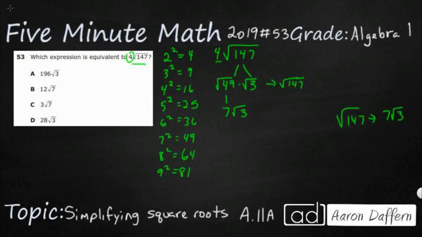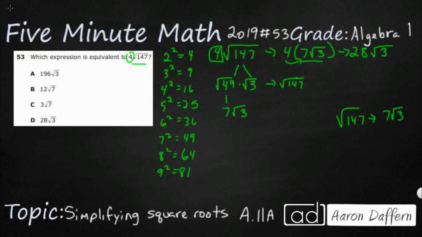Now, let's talk about this 4. This 4 has just been sitting on the outside. Okay? It hasn't been doing anything, but it's 4 times the square root of 147. Well, now I can say 4 times 7 times the square root of 3. So we can distribute out that 4. If we view this as one term, we can multiply the 4 times the 7 because those are like terms. So what that's going to get us is 28, which looks kind of big, times the square root of 3. Okay? So that looks like D.